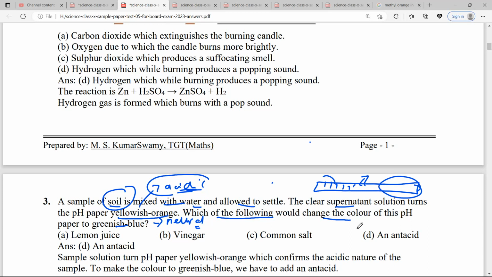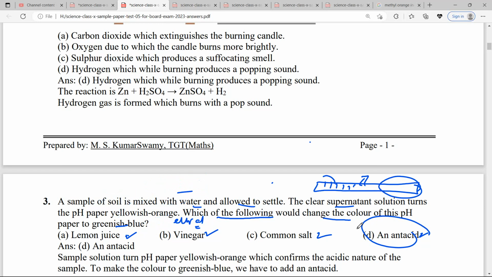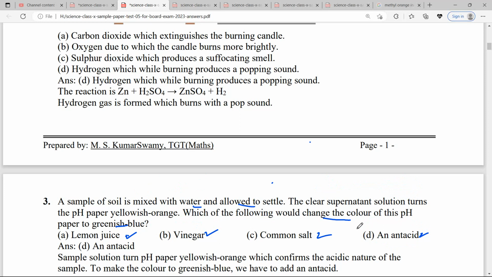So what are they asking? Which can neutralize this acid? That is the thing. Among these, the options are lemon juice, acetic acid, common salt, and an antacid. Antacid is a thing which can neutralize the acid. Let me come again. I'll tell you one more thing. So what they had given first, let me draw a diagram and I'll explain this in detail. Listen here.